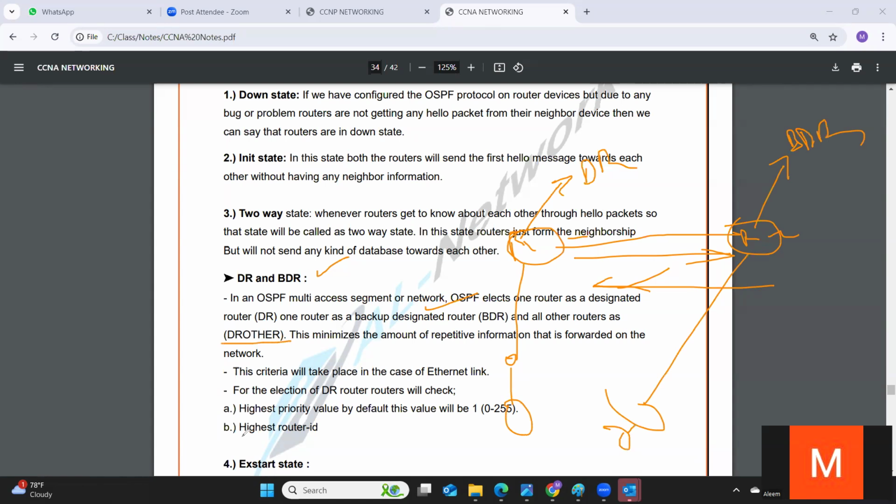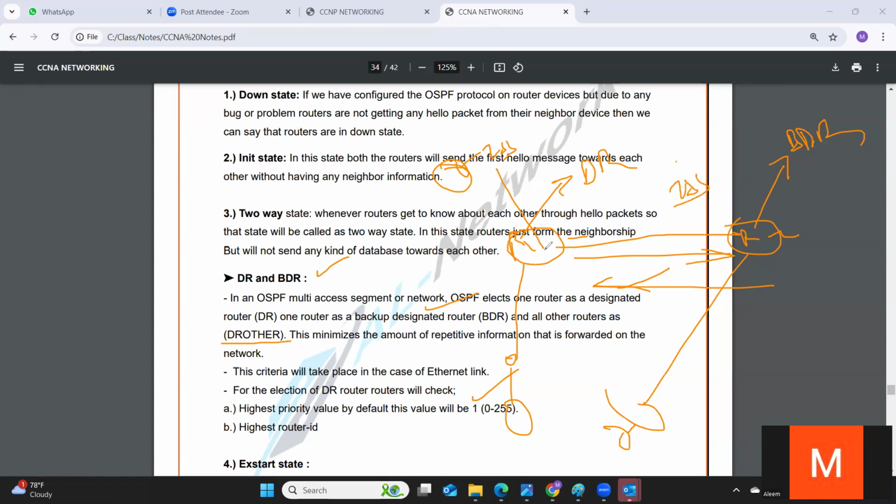Then how will it be elected? By the highest priority. Whichever has the highest router priority; by default the priority is one. If you want to change it, yes, you can change it from 0 to 255. If it is zero, that router will not be elected as a DR router; it is always a DR other router only. So by default priority is one, and 255 is the maximum value.